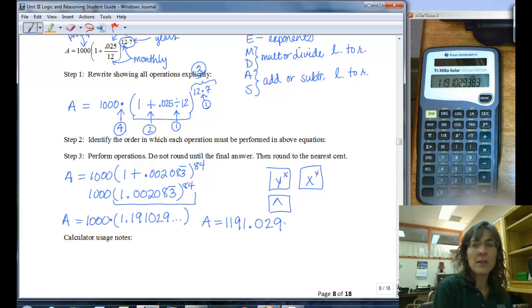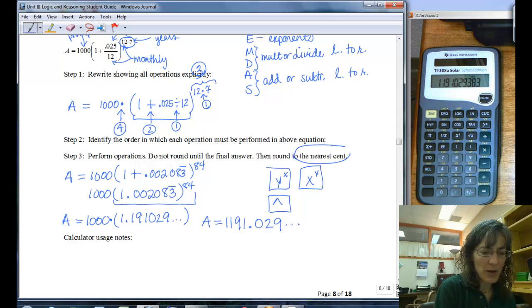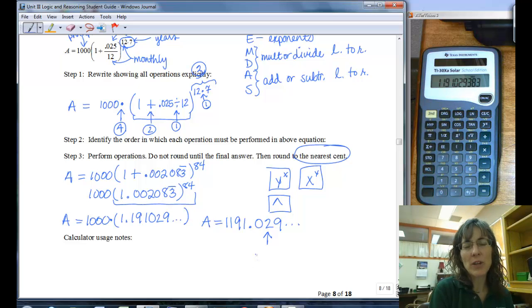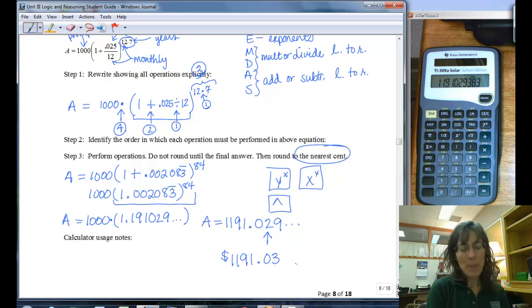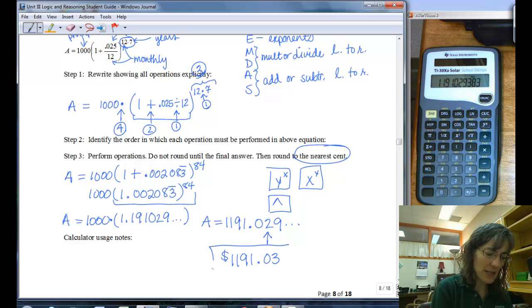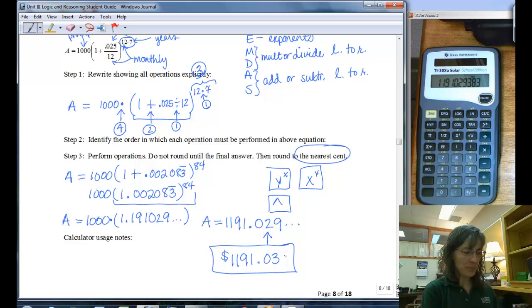1191.029, and there are further digits, but this is money, and I do want to round to the nearest cent. So I'm looking at the nearest cent, and I'm looking at the digit after. It's 5 or greater, so I need to make my answer $1,191.03. Now, if you're not getting the exact answer I am, you're probably dropping some numbers off as you go on your decimal values. So don't round at all so that you can get this exact answer for this problem.